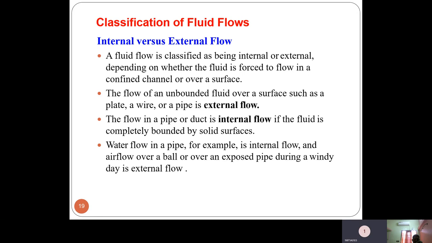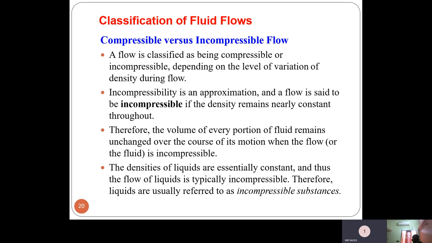The flow is called an external flow. Come to the next slide. Another classification of fluid flow: compressible flow and incompressible flow. A flow is classified as compressible or incompressible depending upon the level of variation of density during the flow.